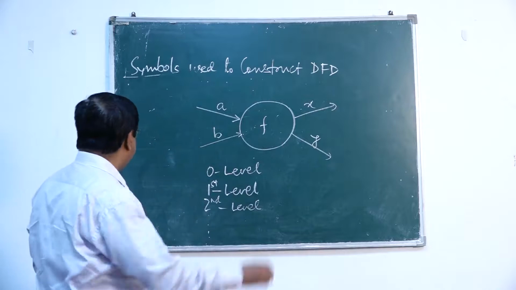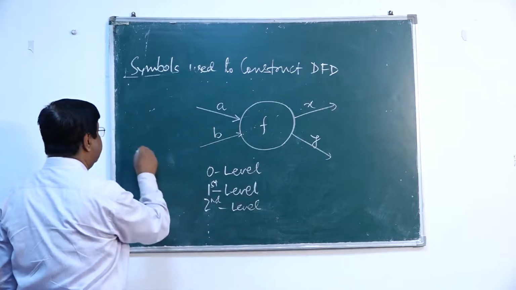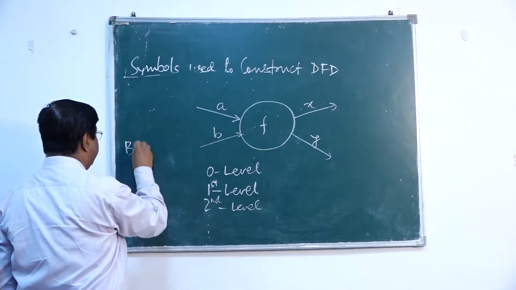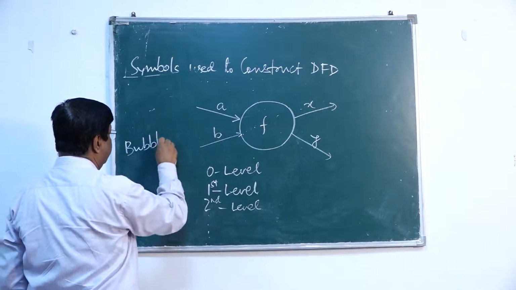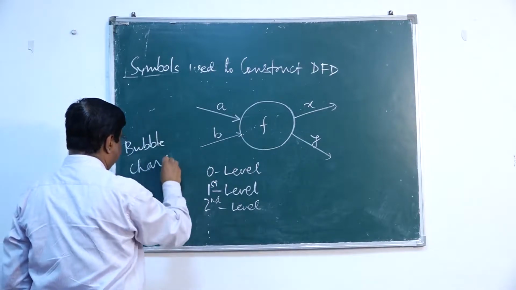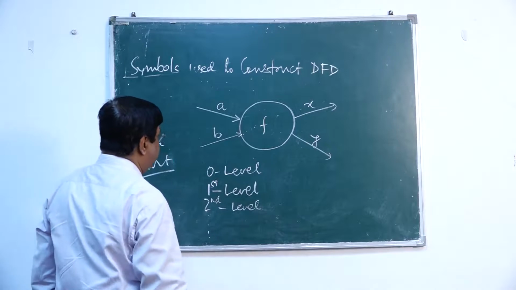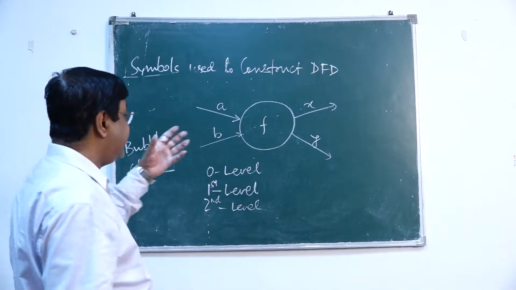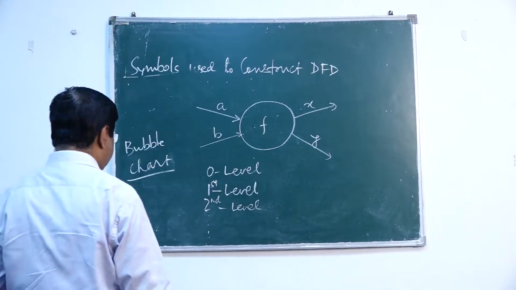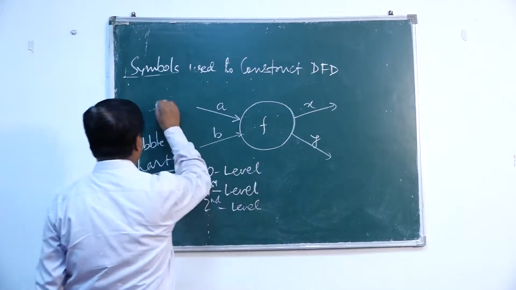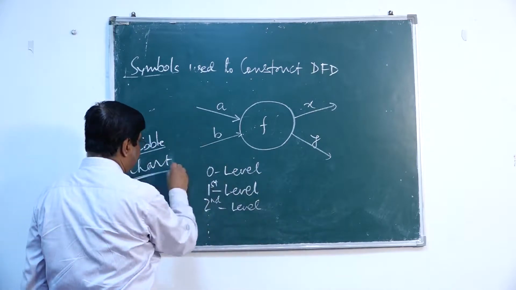Also, I would like to tell you, DFD is also known as bubble chart. Why is it so? This is because there is a dominance of circles in the DFD. That is why DFD is also known as bubble chart.